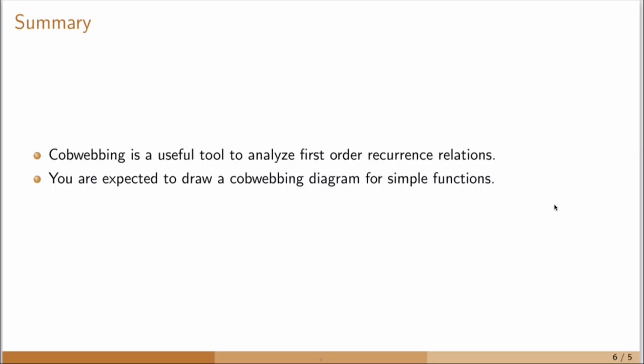Let me summarize. So cobwebbing is one of my most favorite tools to analyze first-order recurrence relations, or as we call them, difference equations. You would be expected to draw a cobwebbing diagram for a simple function. So if I tell you, for example, plot sine x between 0 and 2 pi and do a cobwebbing diagram, you should be able to do that. Or if I give you the exponential function and ask you to do a cobweb diagram. As I say, try it out, plot a few functions, just do it on a piece of paper. It is absolutely fun to do.